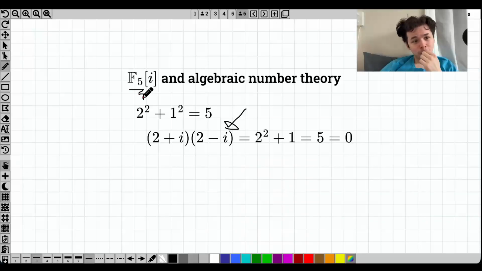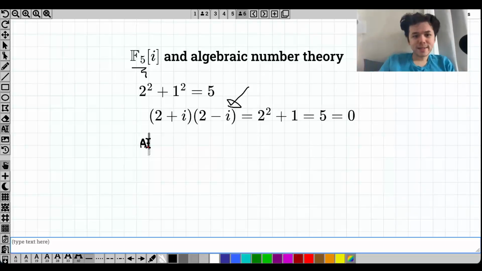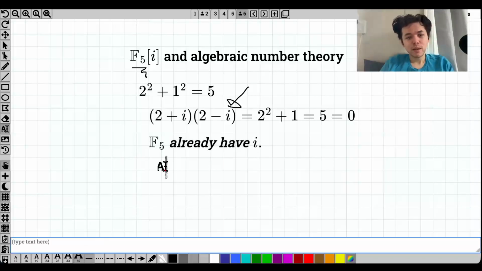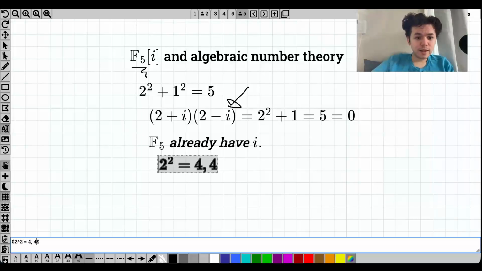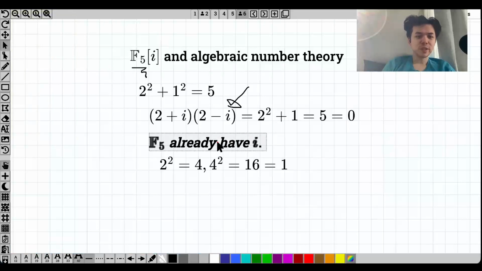And so what's going on? Well, what's going on is something that I'll actually talk about more in the finite field series, is that F5, the integers mod 5, in a sense already have i. They already have a fourth root of 1. And you can see it's already appeared here. If I start with 2 and I square it, mod 5, I get 4 mod 5. And then if I square this, I get 16, which is equal to 1 mod 5. And so 2 already plays the role of i in the integers mod 5.